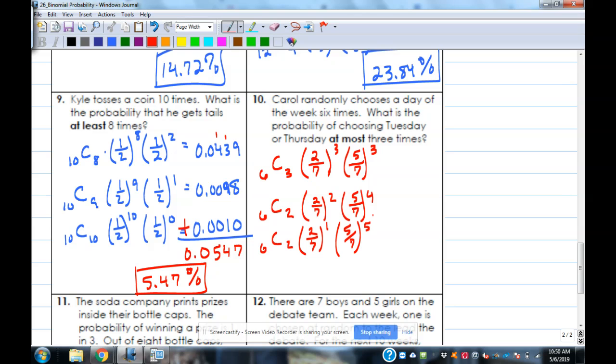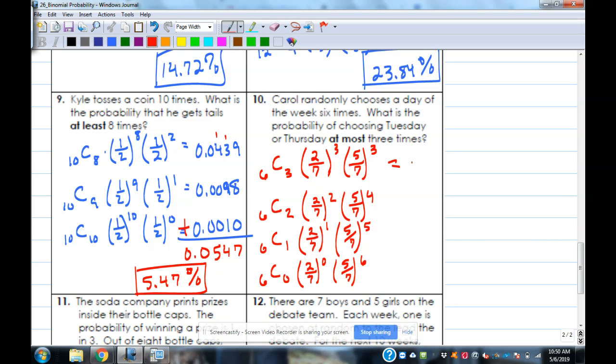We also have to take into account, this is the one that most people will leave out, what if you didn't pick Tuesday or Thursday any of the times? The 0 out of that. And that should have been a 1 there. I wrote it 2. So 6 combination 0, 2 sevenths to the 0 power, 5 sevenths to the 6th power. You've got to take into account 3, 2, 1, and 0 out of that. So when you're going at most, don't forget the possibility that you might not pick your success. And then we're going to add all those up.